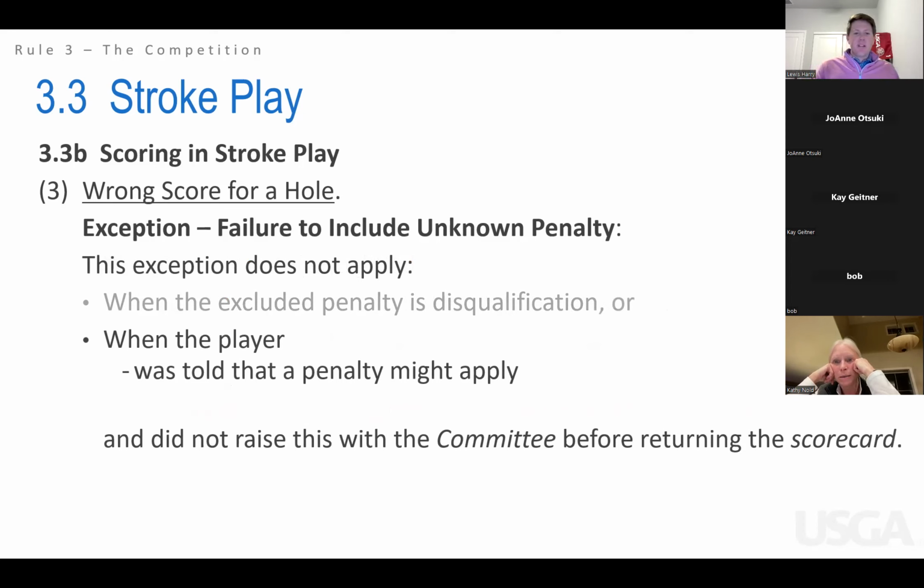Or it does not apply when the player was told that a penalty might apply and did not raise that with the committee before returning your scorecard. So if you're informed after you come off a hole that you might get a penalty of 1 stroke for doing this during that hole, and you don't bring that up with the committee and that penalty ends up applying, this exception is not going to help us out here. Unfortunately, we're going to be disqualified.